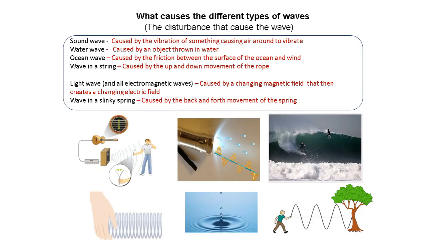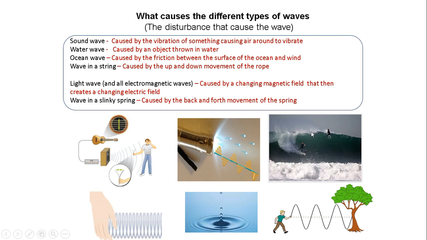What causes the different types of waves, or what causes the disturbance? For a sound wave, it is caused by something vibrating, causing the air around it to vibrate. For a water wave, the vibration is caused by an object thrown into water. For an ocean wave, the vibration is caused by friction between the surface of the ocean and the wind.